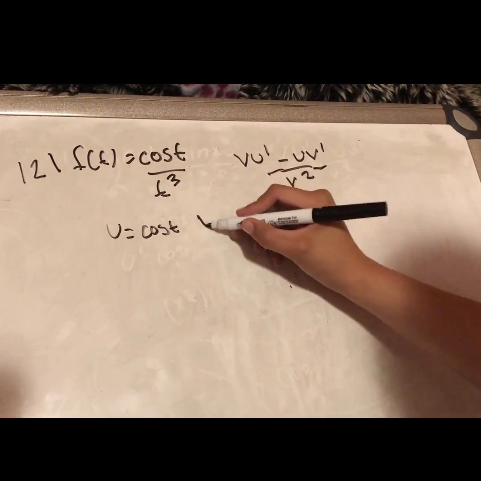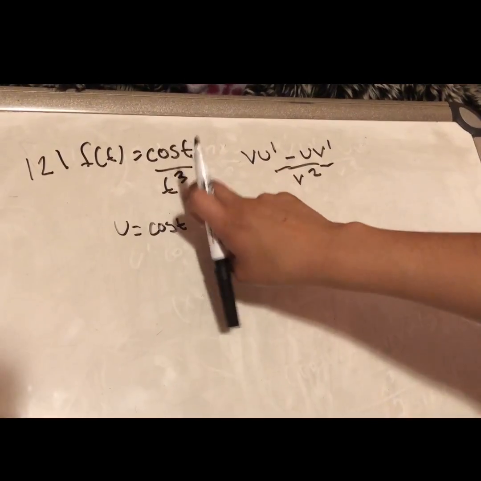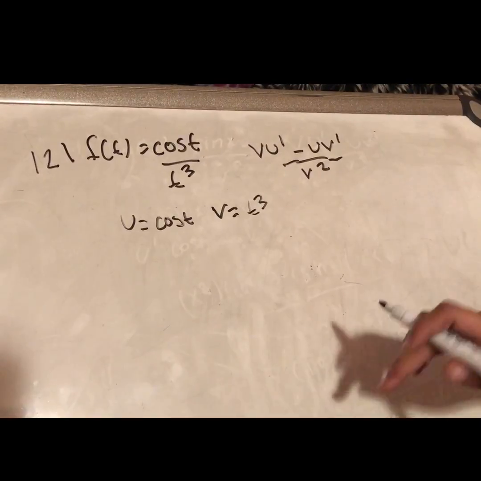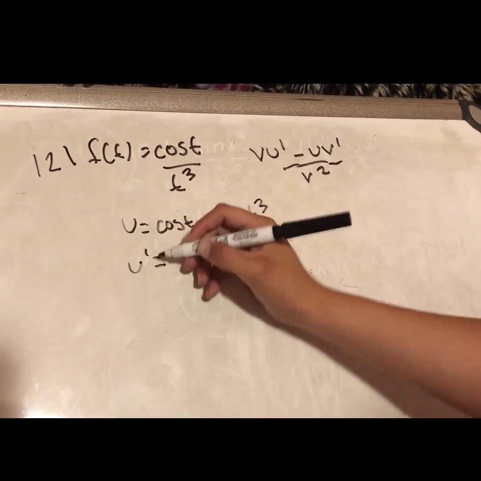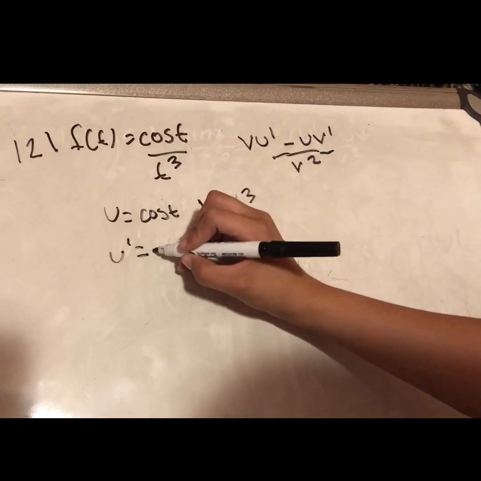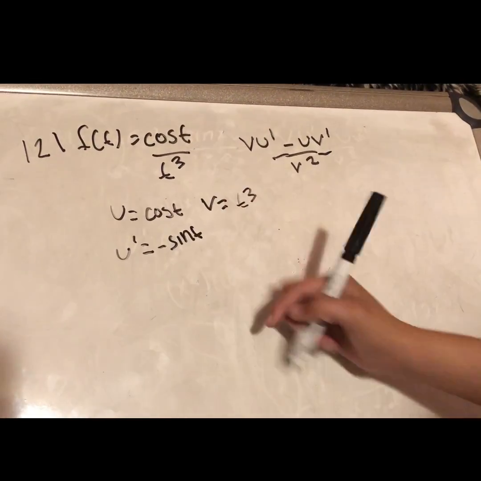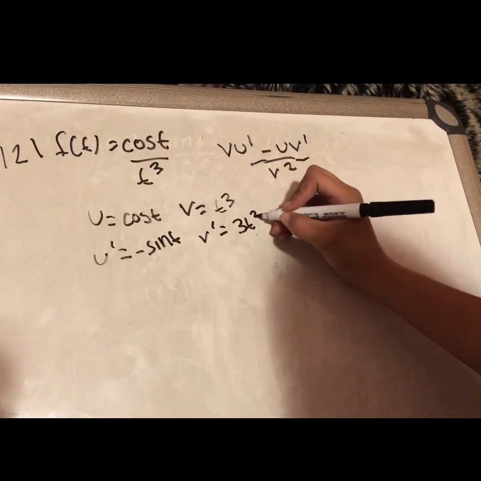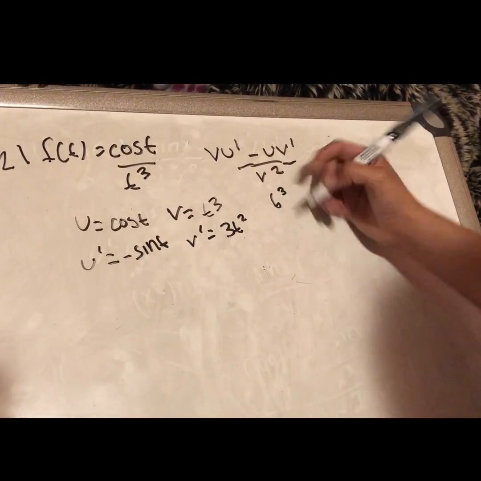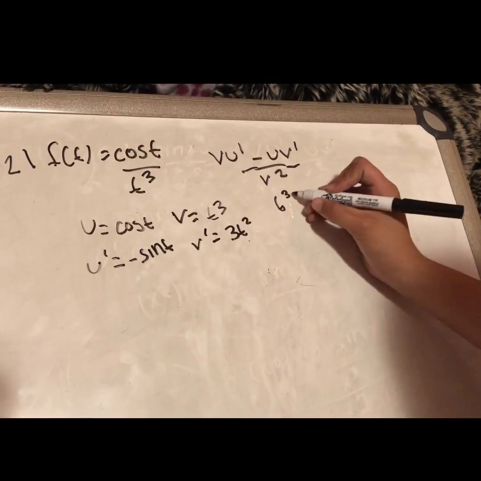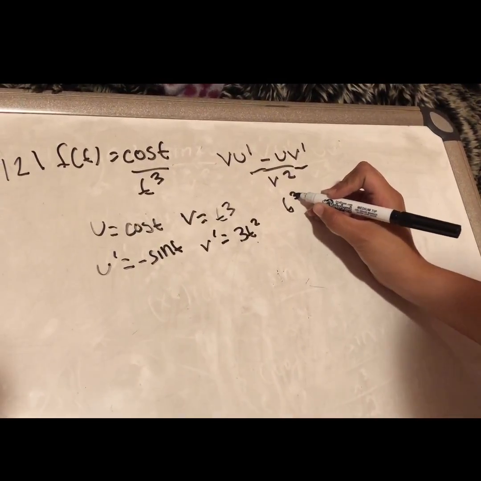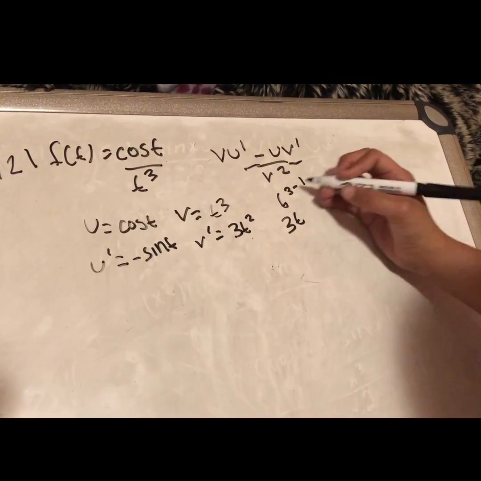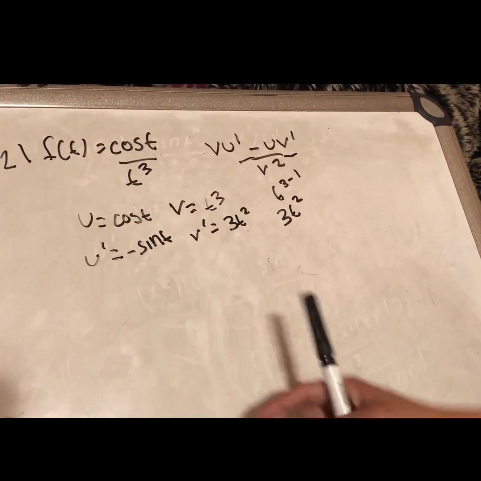And you're going to use your v as t to the power of 3. So now you find the derivative of each. u prime is equal to negative sine t, and v prime is 3t squared. So this might be a little confusing, so let me just show you how you did the derivative. You multiply what you have as a power, so it would be 3t, and now you subtract 1, so it would be t squared. So that's how you got 3t squared.